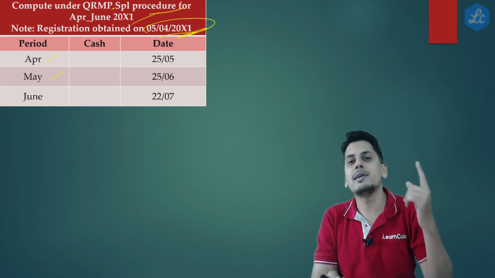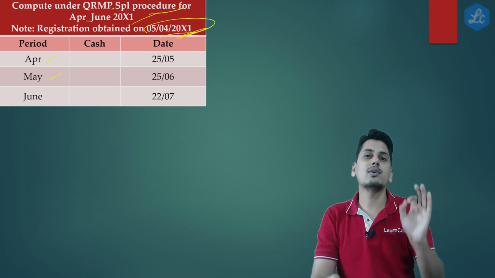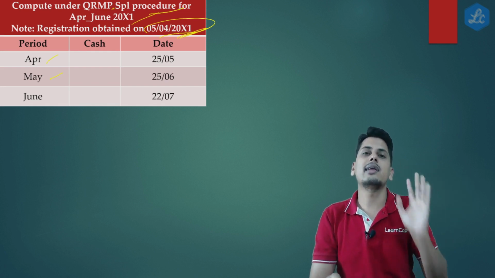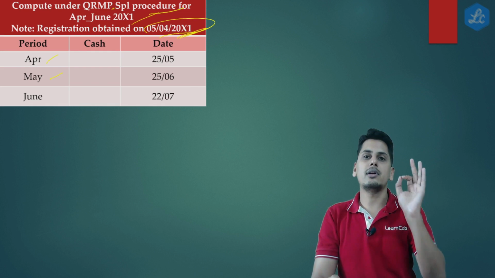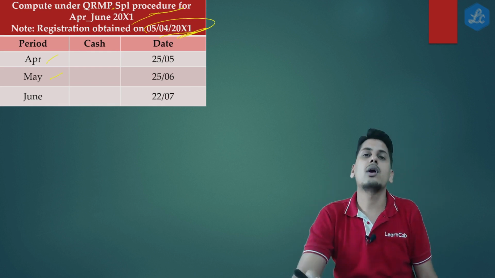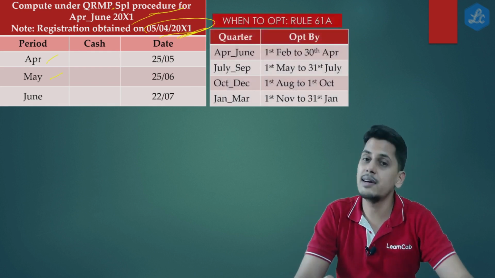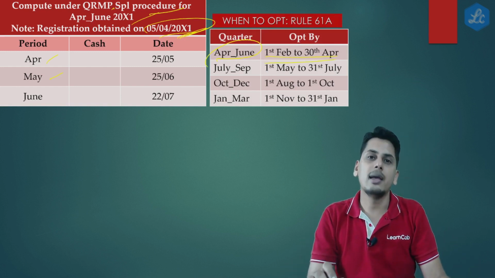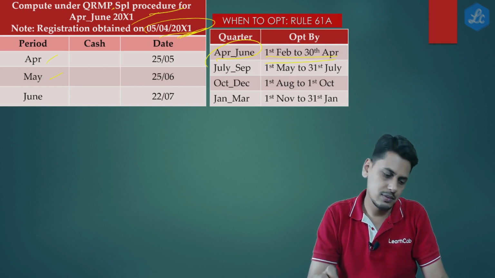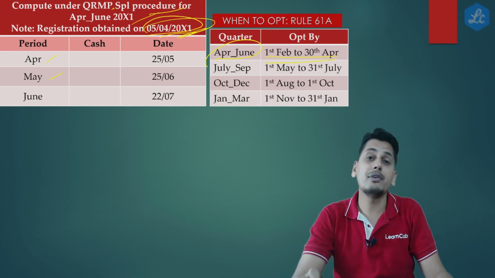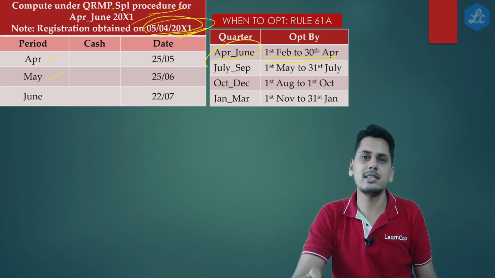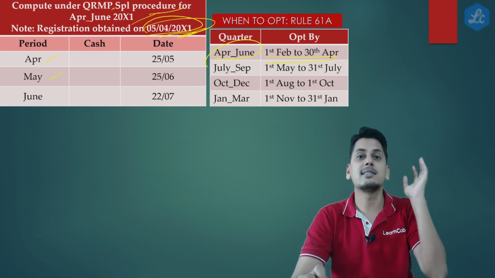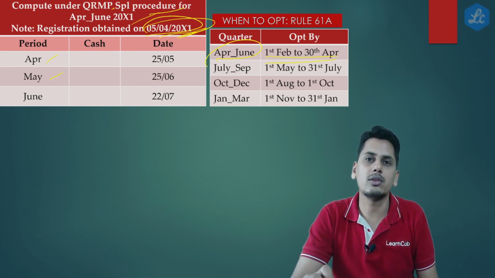What was the cutoff for the preceding quarter? Jan, Feb, March, it was 31st of Jan. Agreed. So from 1st of February till 30th of April, I can opt for the QRMP scheme for the quarter April to June. Let's revisit. For the quarter April to June, between 1st Feb to 30th April, QRMP can be opted for. So registration is obtained on 5th of April. Immediately on obtaining registration on 5th of April, can I choose to operate under the QRMP scheme? The answer is yes. I have got time till 30th of April.